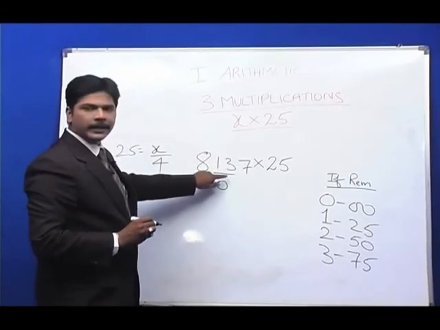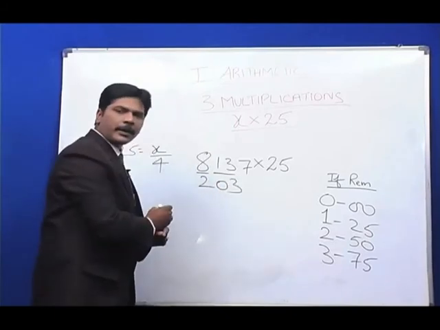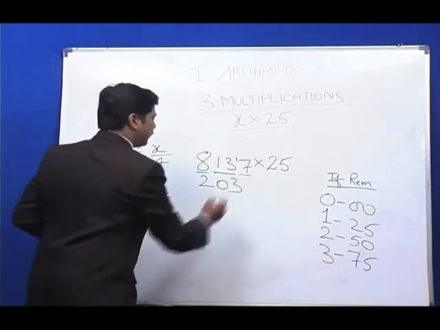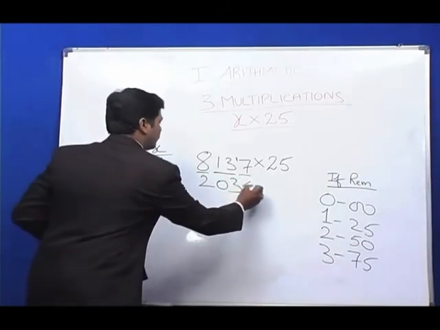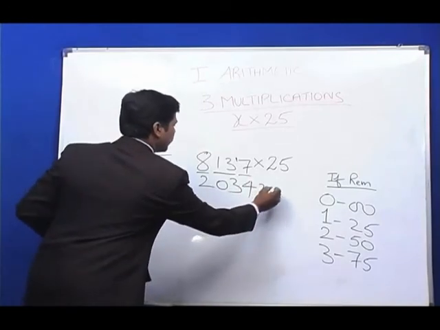4 goes in 13 exactly 3 times. 4 times 3 is 12 with a remainder of 1. The 1 goes to the next number, assume it as 17. Now underline 17. 4 goes in 17 4 times with a remainder of 1. If the remainder is 1, the answer ends in 25.